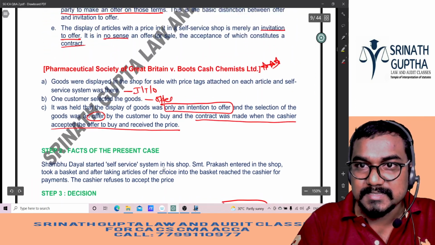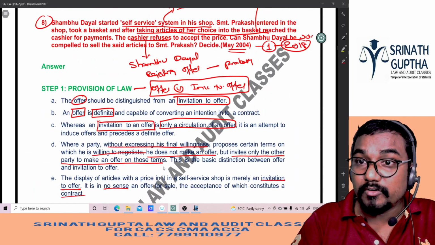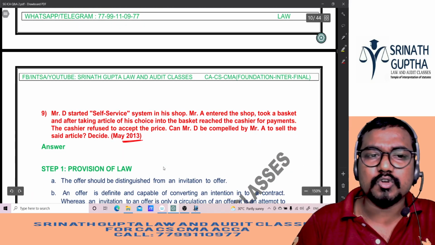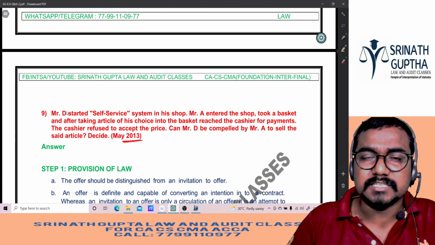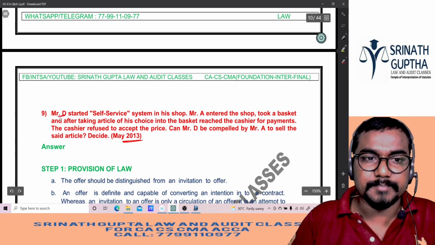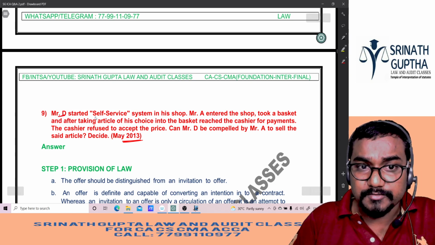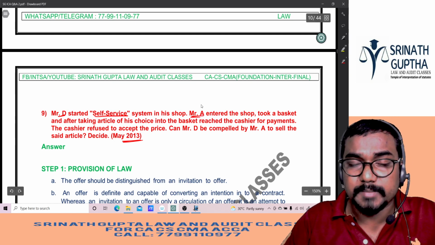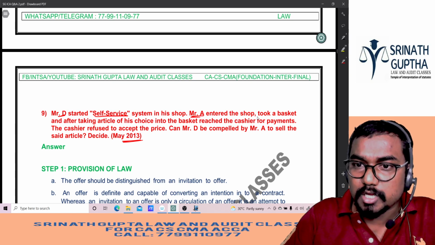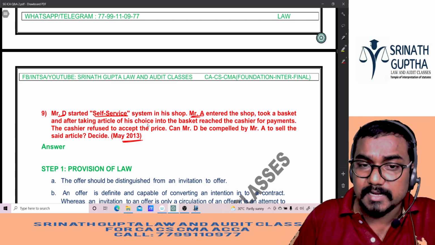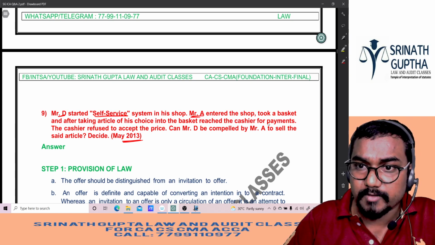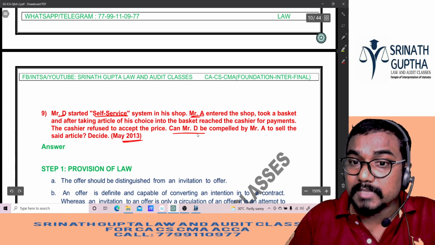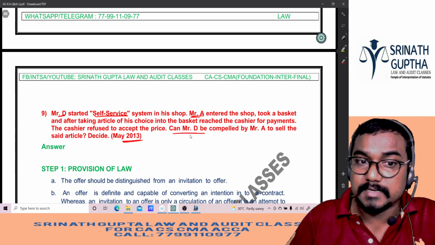Ninth question also. See, how many times, beta? 2004, 2018, 2013. Same question. In the place of Dayal, they gave D. The rest is the same. Mr. D started a self-service system, Shambhu Dayal, in his shop. Mr. A, in the place of Srimati Prakash, entered the shop and took a basket. After taking the articles of his choice into the basket, he reaches the cashier for payment. The cashier refused to accept the price. Can Shambhu Dayal be compelled by A to sell the said articles?